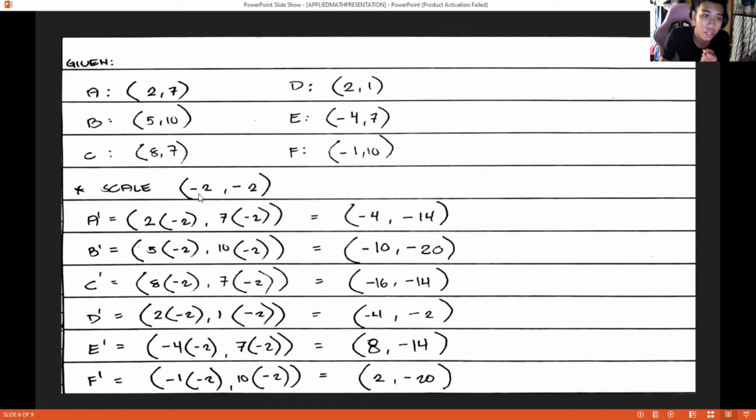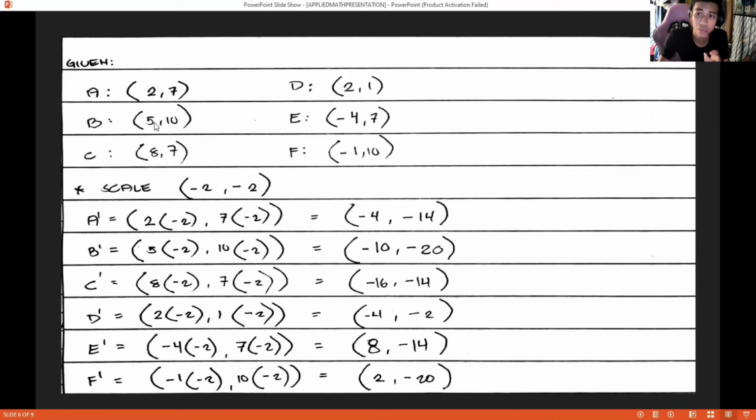As you can see here, our x in our scaling, the given problem, is -2. So this is the x, 2, and the -2 is x as well. Those are the like terms. Now we come up with -4 and -14 for our letter A, which means we put A prime here so that we can indicate that we have a new answer.